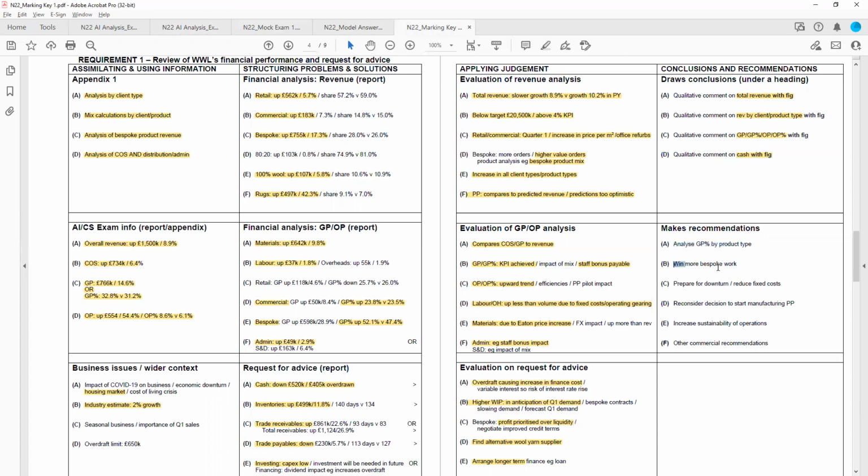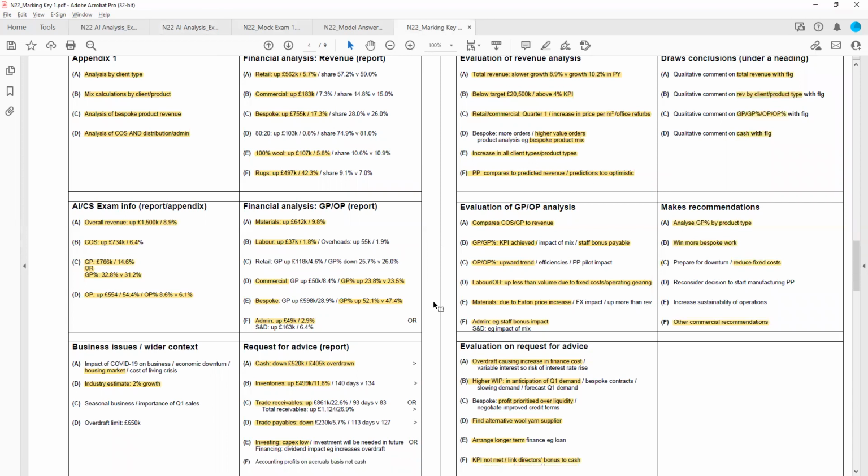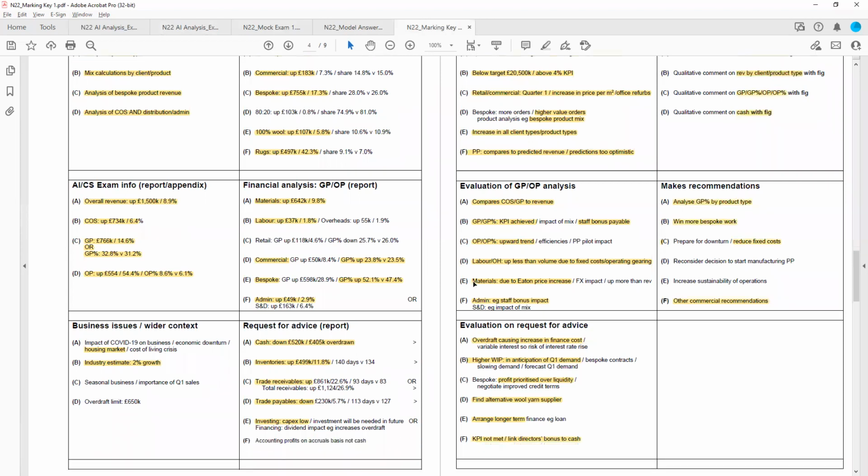And then the recommendations, picked up a few here. Usually get one for your own recommendation, but more analysis, win more bespoke work, reduce fixed costs. I can't remember if we mentioned something about increasing the sustainability there of operations. But you can see how we would pick up those marks as well. And you can see, overall, I mentioned the overdraft limit when I mentioned cash.